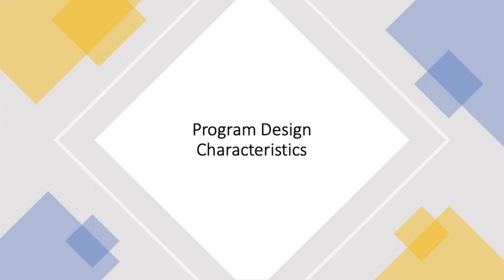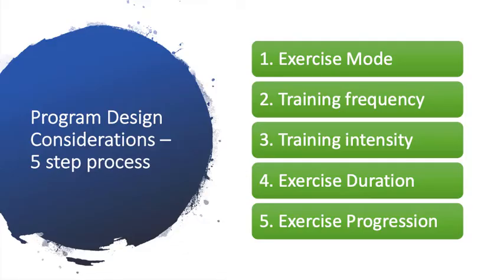Hi, everyone. For this lecture, we're going to discuss cardiovascular program design characteristics. We're going to talk about 5 steps to program design. First of all, selecting an exercise mode, discussing training frequency, training intensity, exercise duration, and exercise progression.